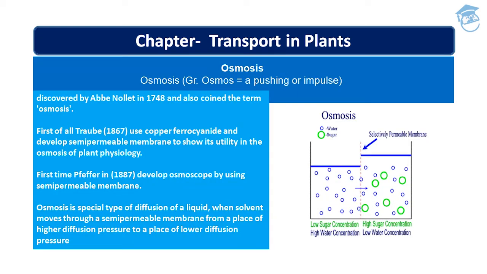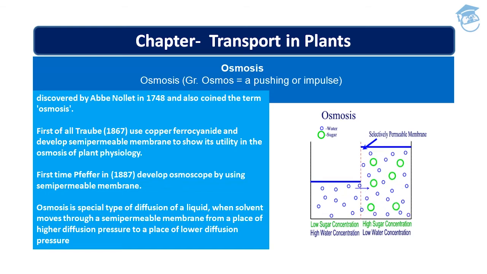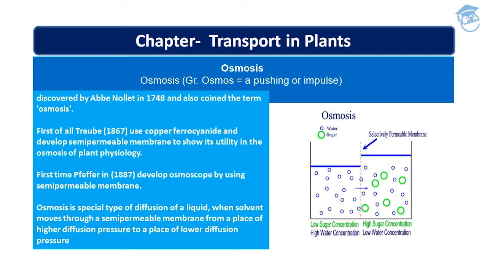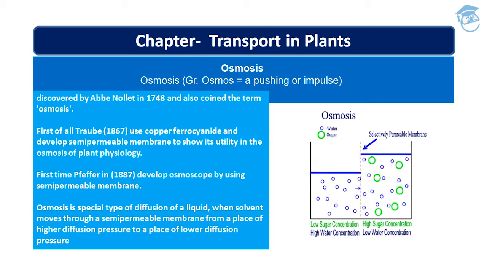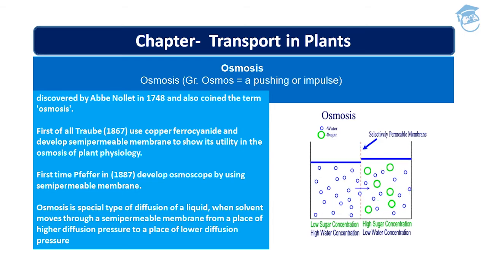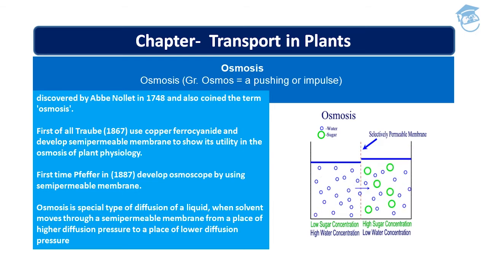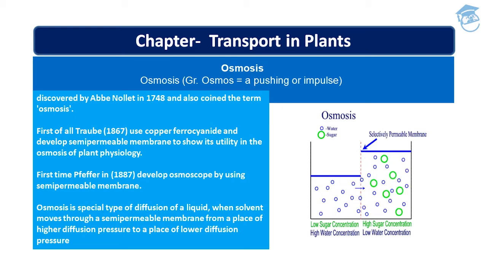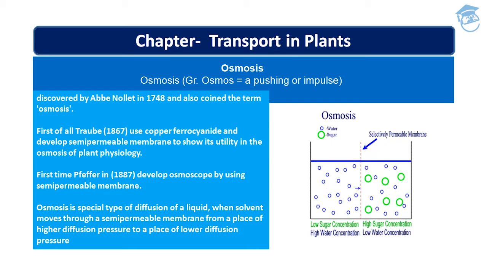Now we'll talk about osmosis, students. Osmosis was discovered by Abbe Nollet, and he also coined the term osmosis. Okay, so the plant cell is surrounded by a cell membrane and a cell wall. We very well know that, and the cell wall is freely permeable to water and substances in solution, hence is not a barrier to movement.